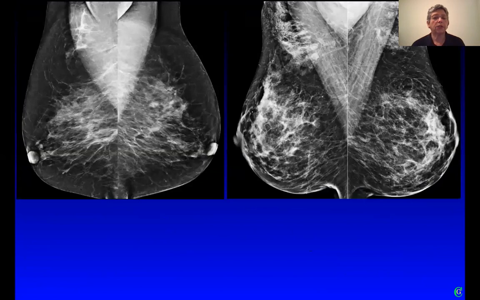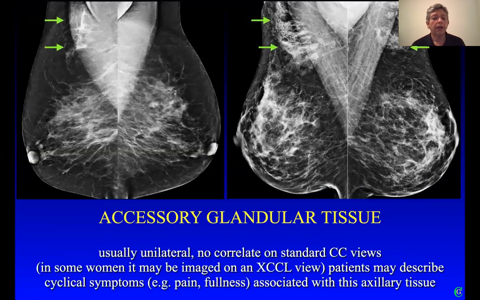With respect to accessory glandular tissue in the axilla, it is usually unilateral. You will see no correlate in the cranial caudal views. In some women, you may image it in the XCCL projection if you do that, but patients may describe cyclical symptoms of pain, fullness, particularly with their cycles associated with the glandular tissue, because like the breast parenchyma, this is breast tissue and it will cycle with the patient. So she may be intermittently symptomatic from this.